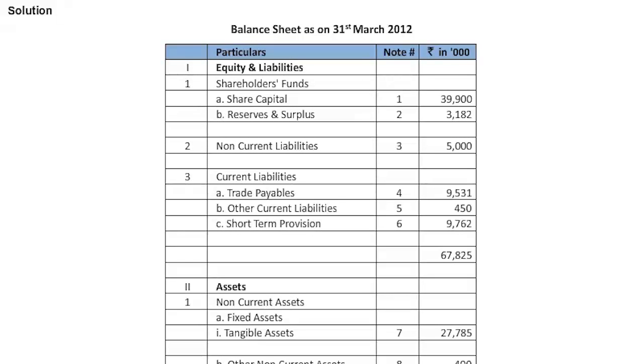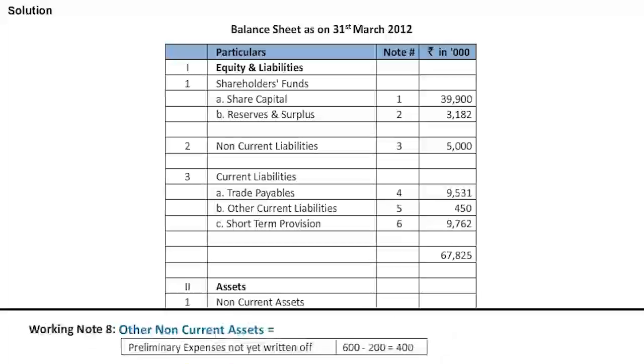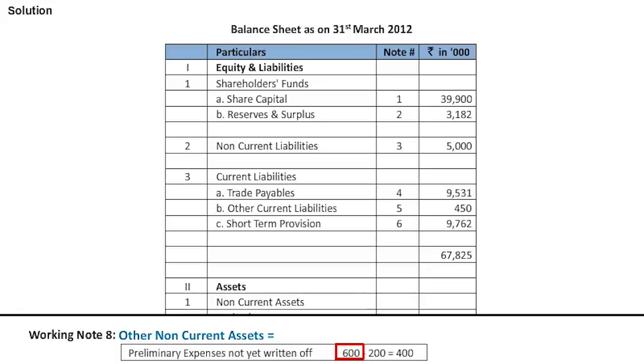Then preliminary expenses 600. These are debit balances, so they will basically be written off over a period of time. Since it will be written off over a period of time, it will form part of your non-current assets, and in non-current assets you will write it against other non-current assets. So 600 will be in other non-current assets.